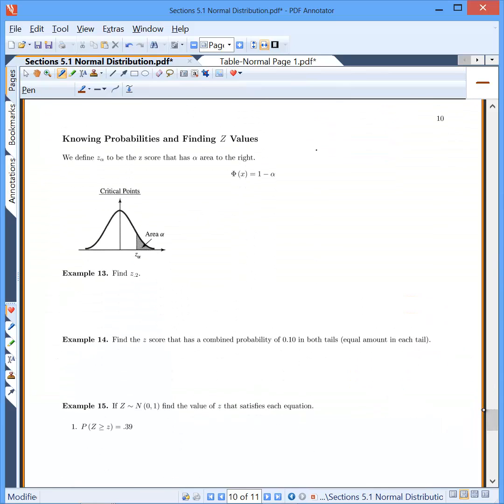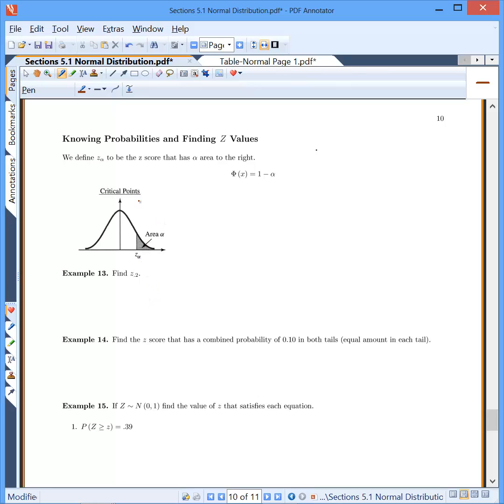For our next topic, we have knowing probabilities and finding z-values. So it's basically the opposite process that we've gone through. Before, we found z-values and then we found the probability; now we'll know the probability and try to find the z-value. So we define z alpha to be the z-score that has alpha area to the right.